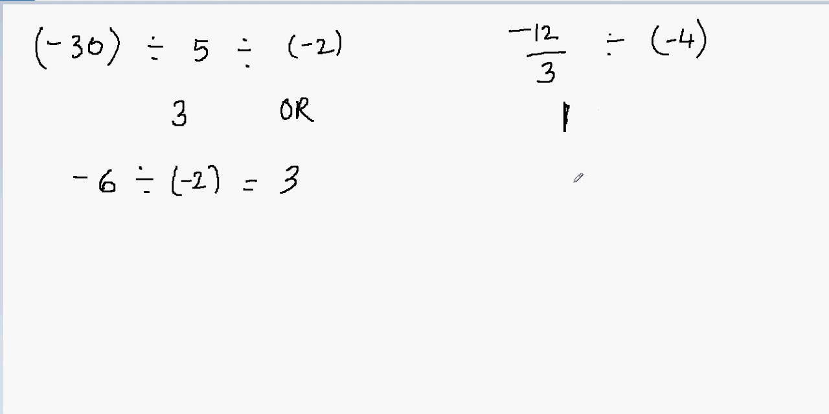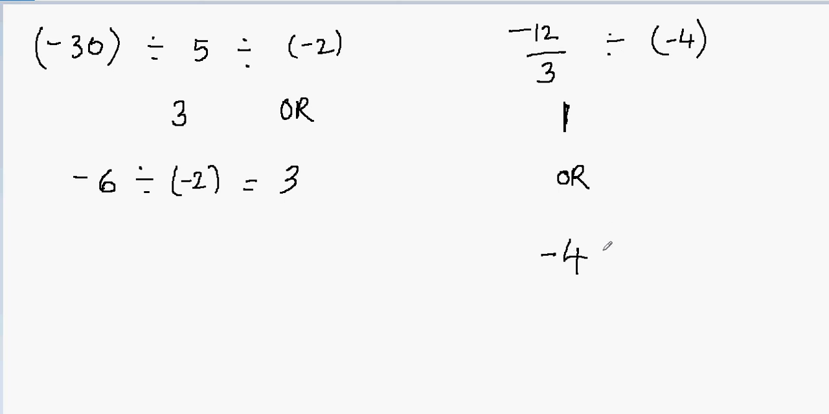Now let's do it in a different way. Let's solve it step by step. Now I know that when I divide a negative number by a positive number, my result will be negative because they are opposite signs. When they have the same signs, my result will be positive, but they have opposite signs, so my result will be negative. So I will put the negative sign first. Now I'll divide. 12 divided by 3 will give me 4. So I will have negative 4.